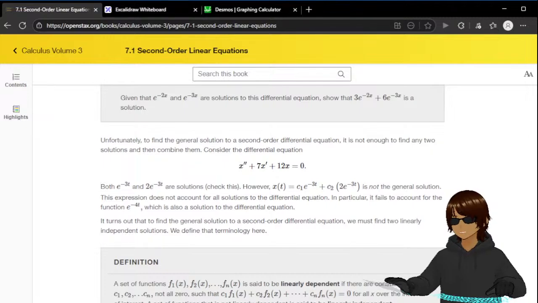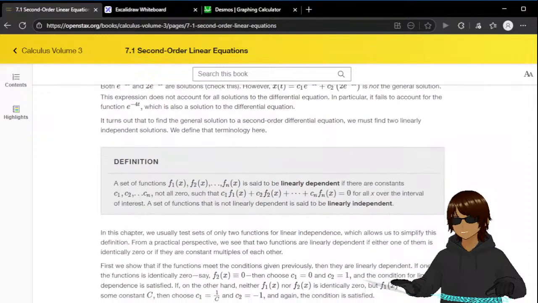Unfortunately, to find the general solution to a second order differential equation, it is not enough to find any two solutions and then combine them. Consider the differential equation. So we have this here. Both e to the power of minus 3t and 2e to the power of minus 3t are solutions. However, this won't work because c1 and c2 times 2 can be combined, right? So this expression does not account for all solutions. In particular, it fails to account for the function e to the power of minus 4t, which is also a solution to the differential equation. But that's because this here is a multiple of this.